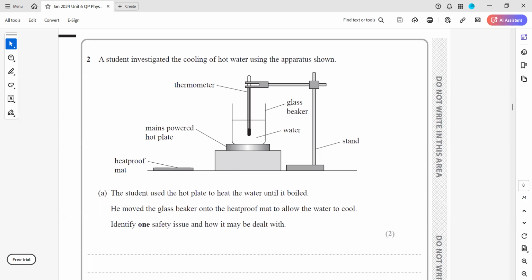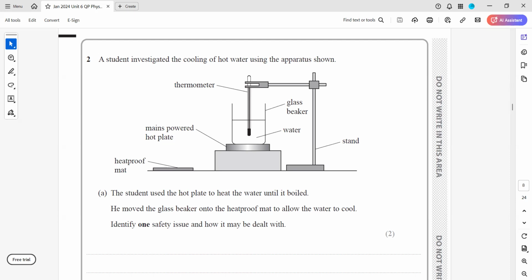You're dealing with hot water, and the hot plate is also there. So the hot plate or the hot water beaker can cause a burn if you touch it. So what can you use? You can use insulated gloves, the best way.